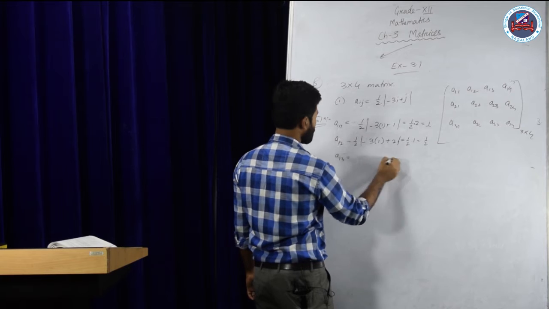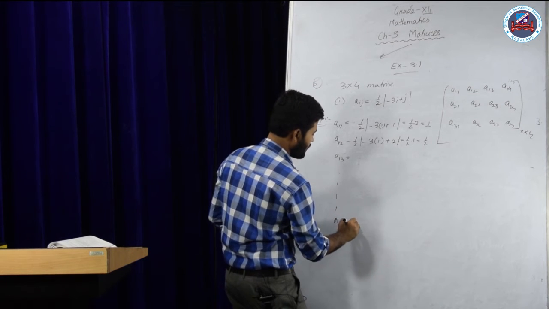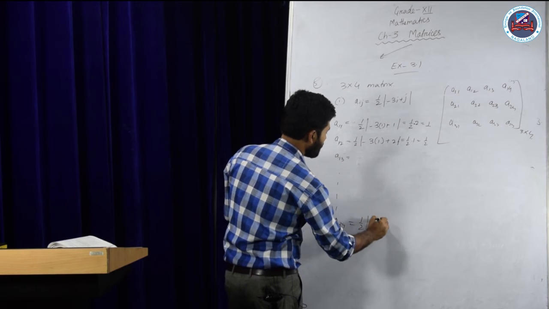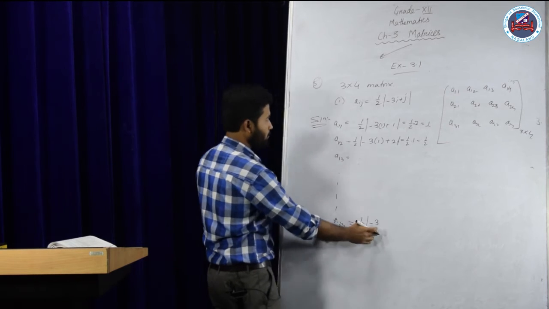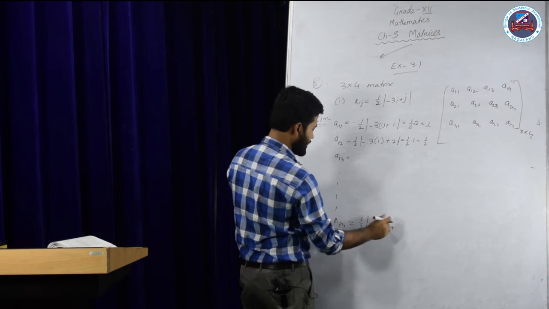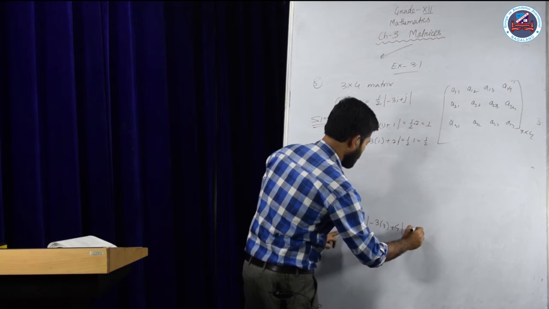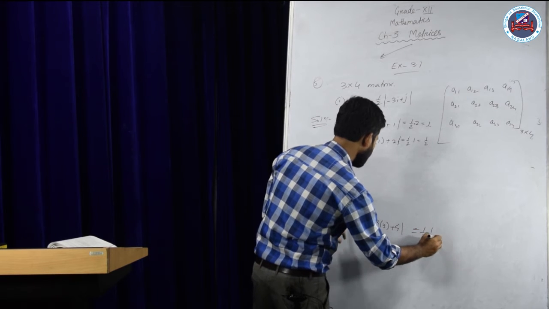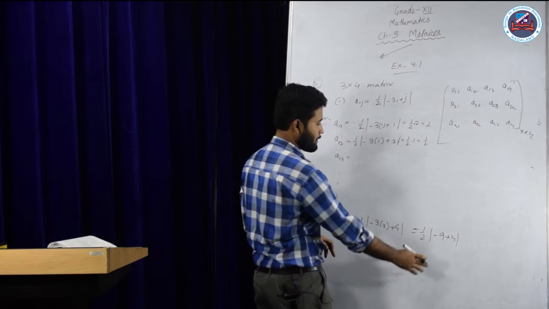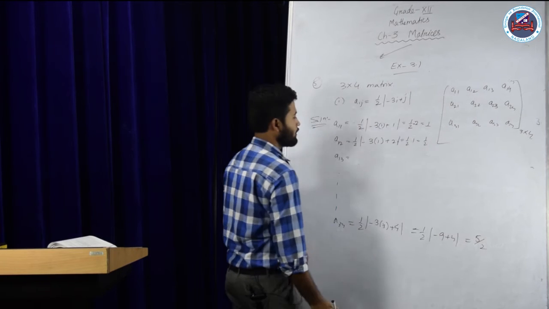A13 and so on. And finally you will get, suppose our A34, what will be A34? It will be 1 by 2 mod of minus 3, in place of i, replace it by 3, and in place of j, replace it by 4. Clear? So this will give us 1 by 2 mod of minus 3 plus 4, that is equal to minus 5. So here we shall have 5 by 2.